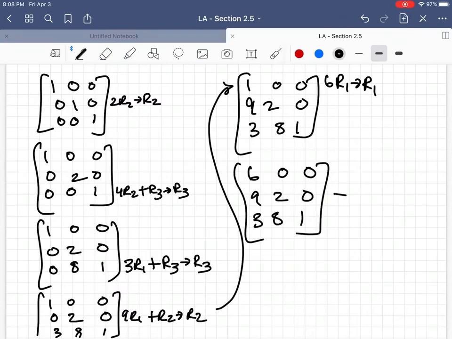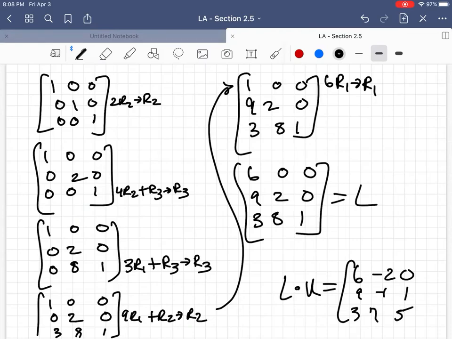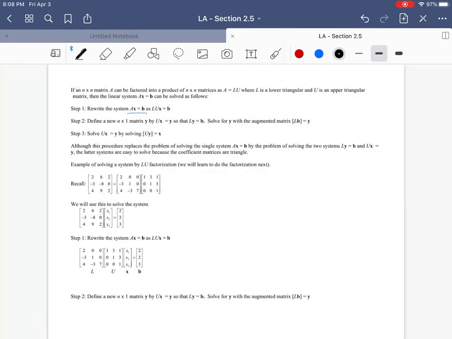So if you go back and check, this is our L matrix. If you multiply L times U, you will get the original matrix back again: 6, negative 2, 0, 9, negative 1, 1, and 3, 7, 5. Now, why did we do all this? Remember this was our answer from earlier. This is called LU factorization, which we're going to use to solve equations.